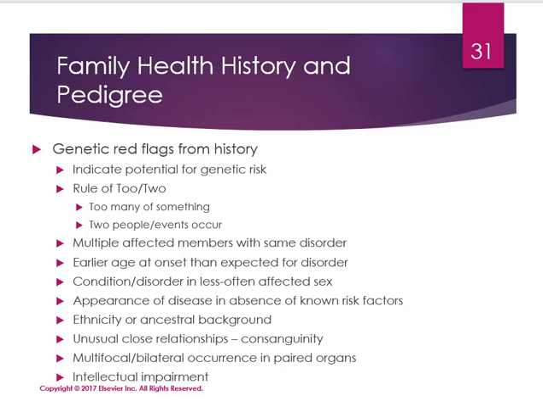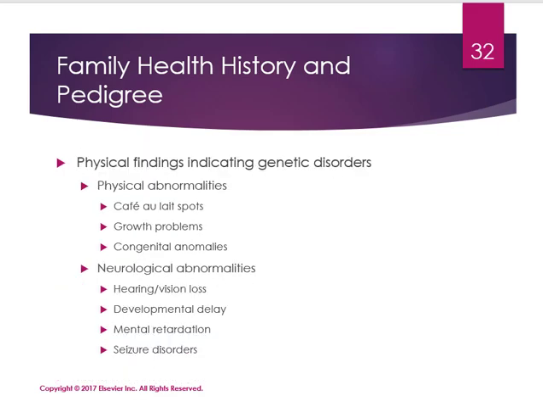health history. So what you're looking for is multiple affected members with the same disorder, earlier age of onset than is expected for the disorder, condition or disorders in less often affected sex, appearance of the disease and absence of known risk factors, ethnicity and ancestral background, unusual close relationships, multifactorial or bilateral occurrence, impaired organs, and intellectual impairment.